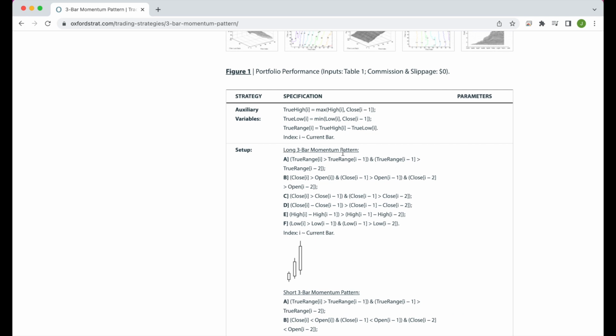This is for a long. So we're looking at the true range of 3 of the bars. We want to see the true range of today greater than the true range of yesterday, and the true range of yesterday is greater than the true range of 2 days ago. And rather than read through all of these, you could just pause the video or go to the Oxford Capital Strategies website and have a look through this yourself. And what we'll end up with for a long bar pattern is something that looks a little bit like this, something that I've already shown you a little bit earlier.